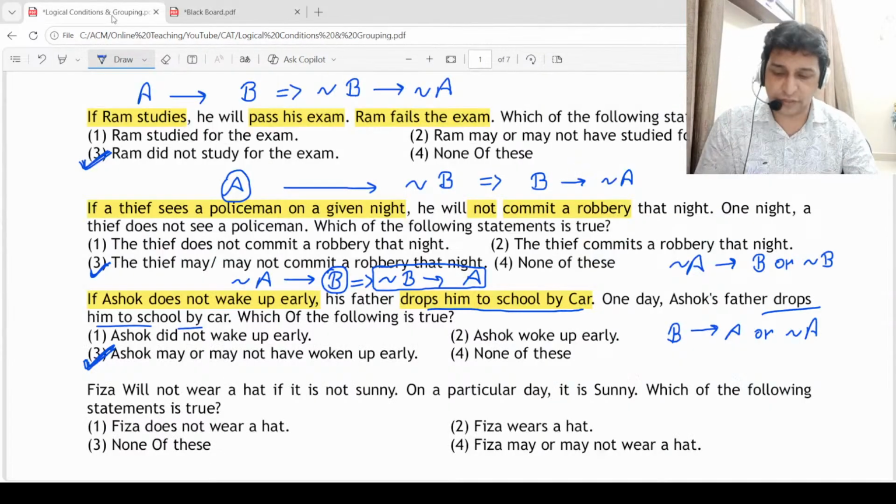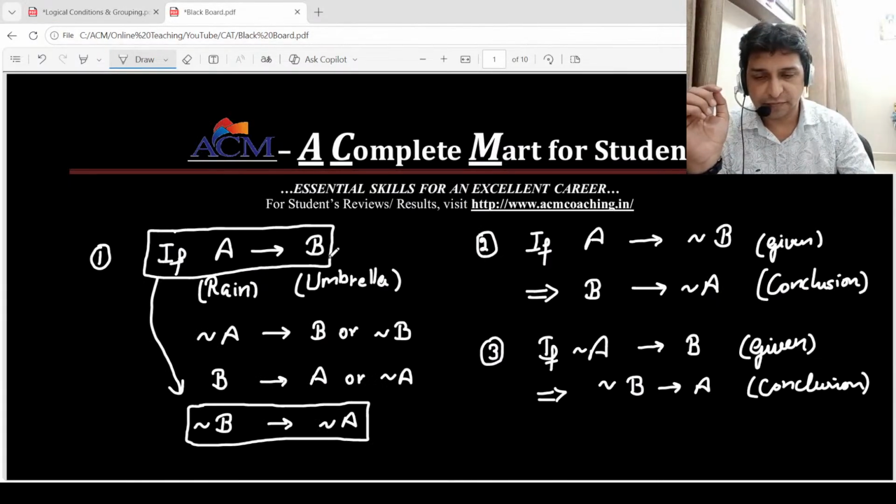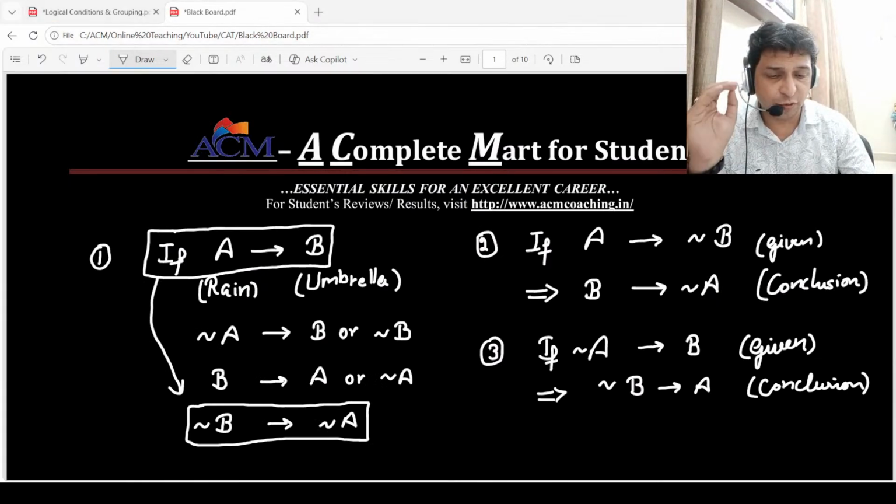So this was rule number three that we had. Now the last rule which we have to understand, rule number four.